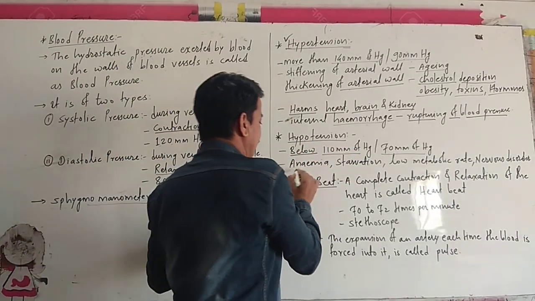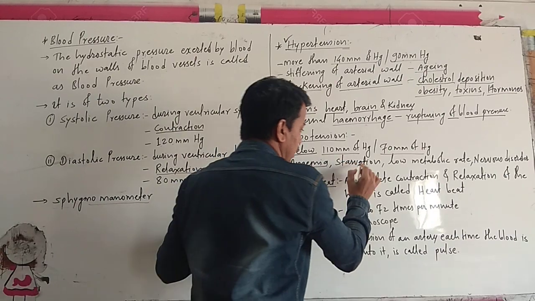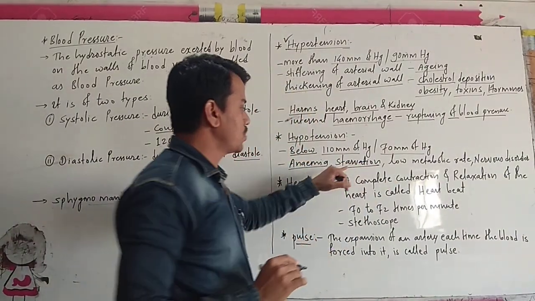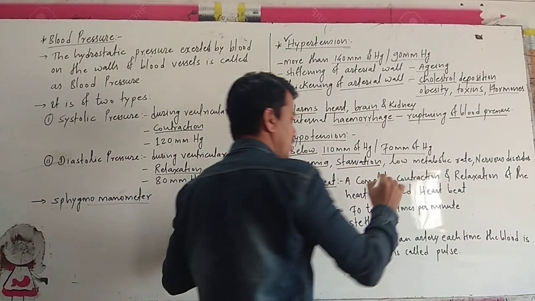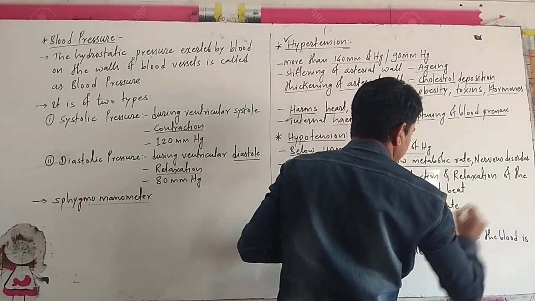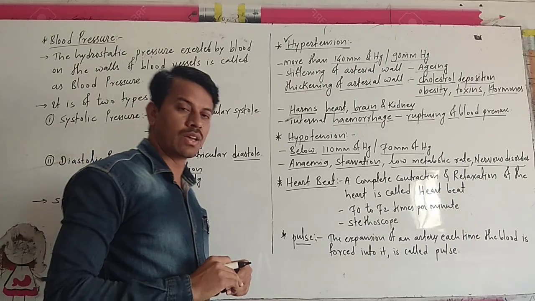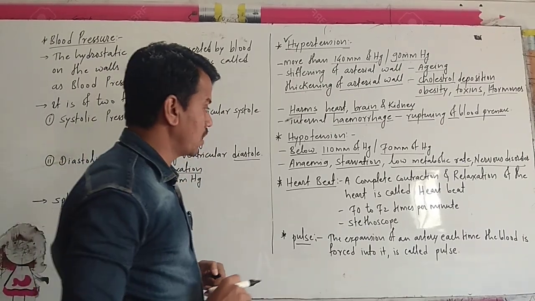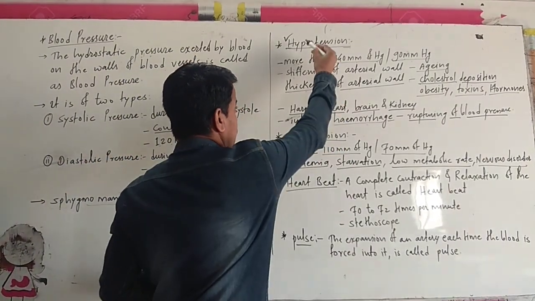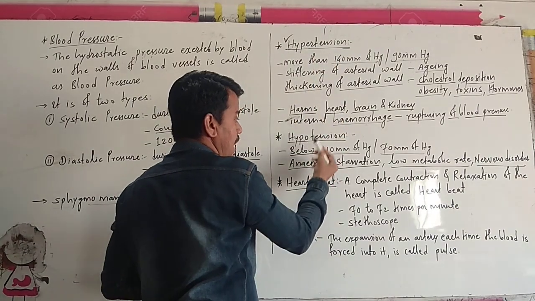Now, hypotension is caused by anemia. It is also caused by starvation, by a low metabolic rate, and by nervous disorders. So this is hypertension and hypotension.